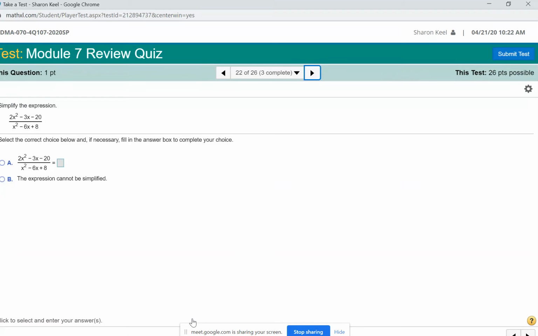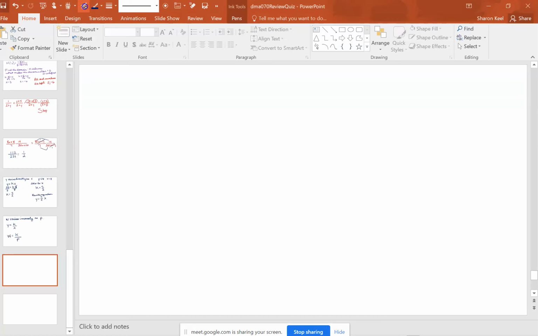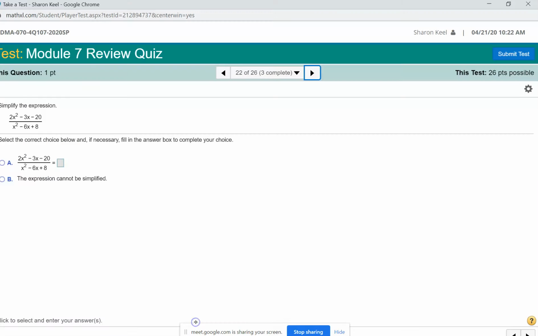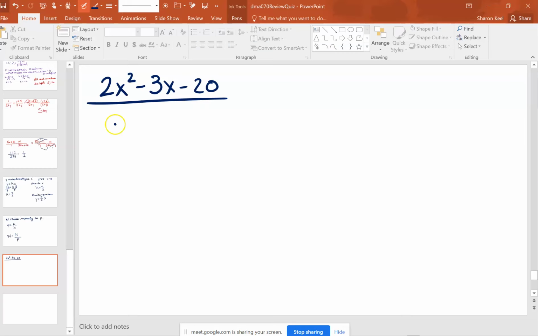Simplify the expression. This is just section 1: factor and cancel out things that are the same. We have 2x squared minus 3x minus 20 over x squared minus 6x plus 8. If I factor the numerator, there's not a common factor, so I would factor both terms. They start with x. I have to remember, since there's an a value at the front, to divide by 2.